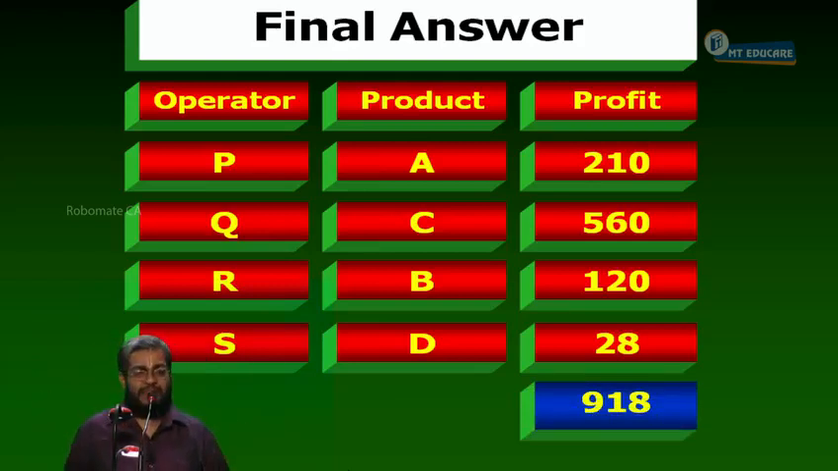No. In this sum, nothing great we have learned. Everything is routine. Only thing is we formulated the profit matrix, that's all. A revision type of sum. Take question number 6.